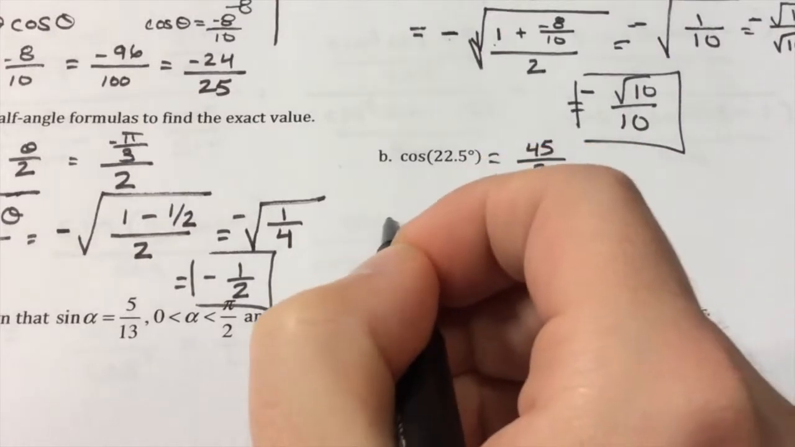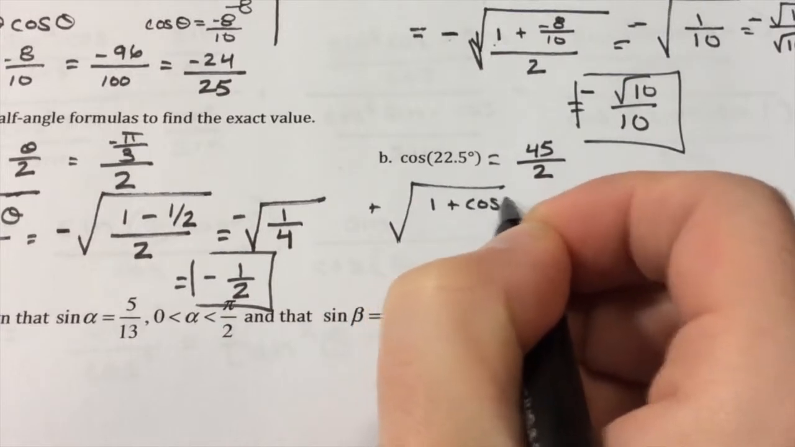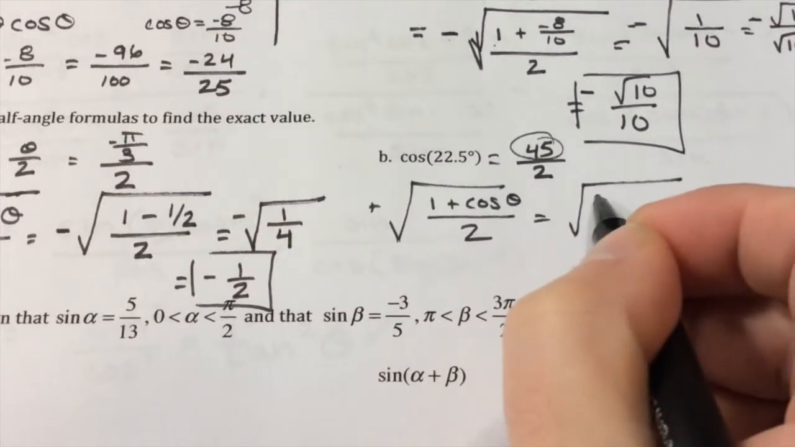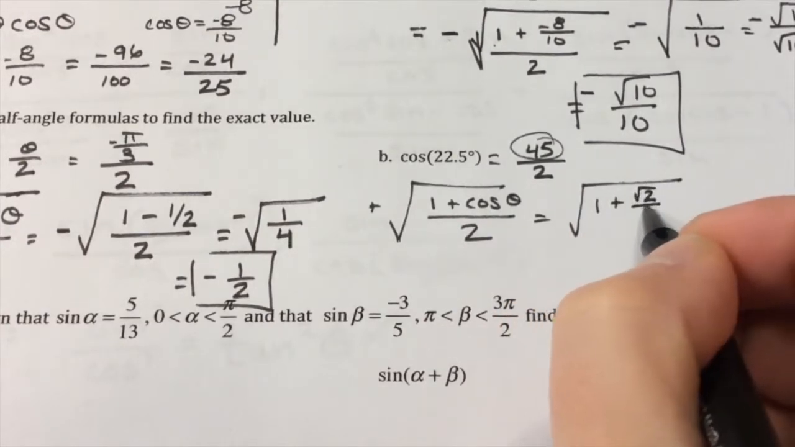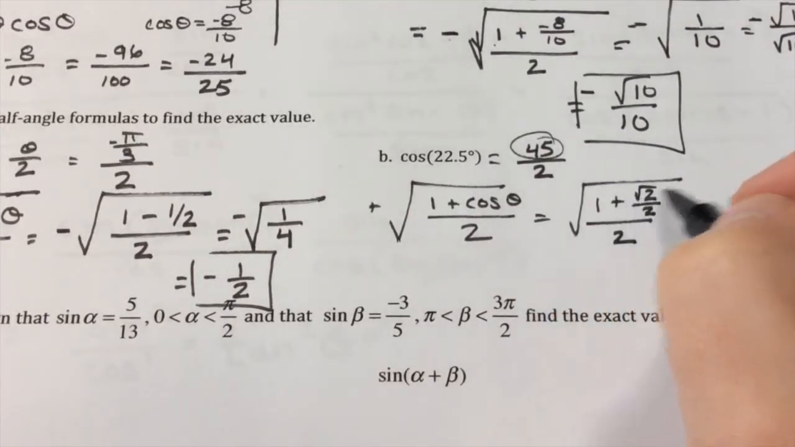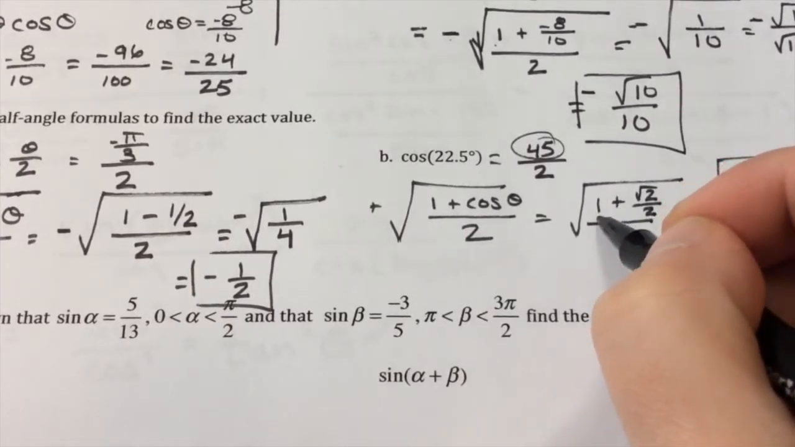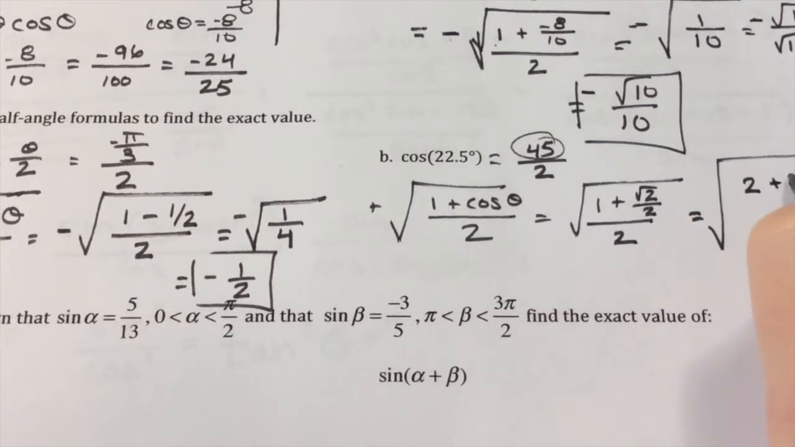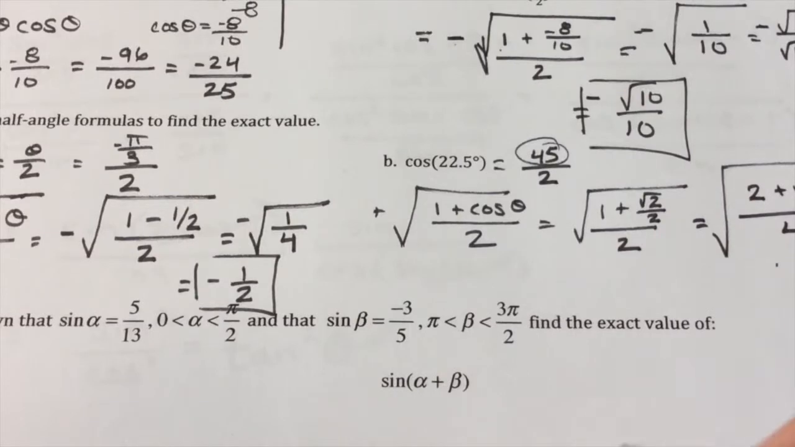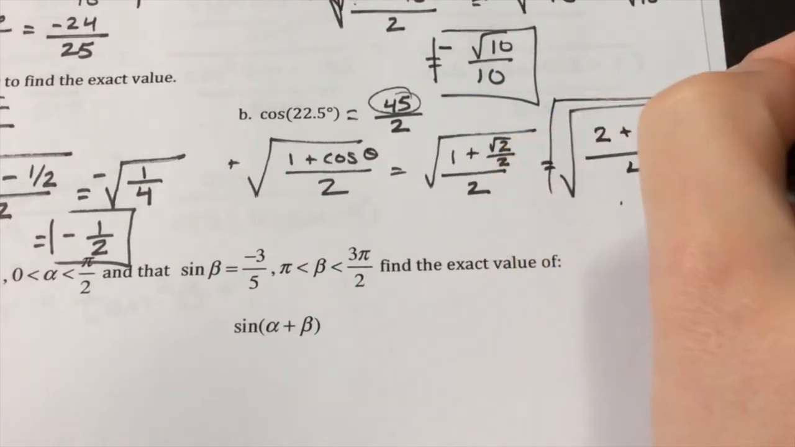This is in the first quadrant, so this is positive. The square root of 1 plus cosine of theta over 2. That's our theta. So that's 1 plus square root of 2 over 2, divided by 2. So this is the square root of 2 plus the square root of 2, all over 4. That's the most exact we're going to leave our answer. And you can leave it just like that.